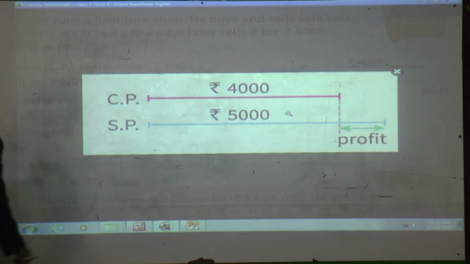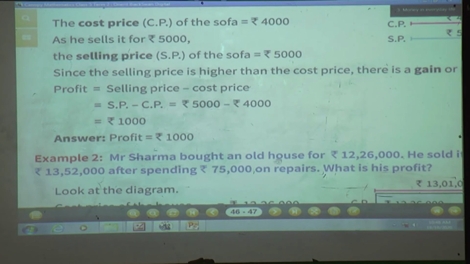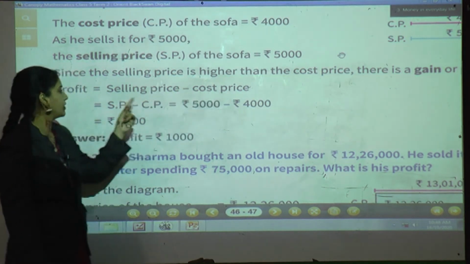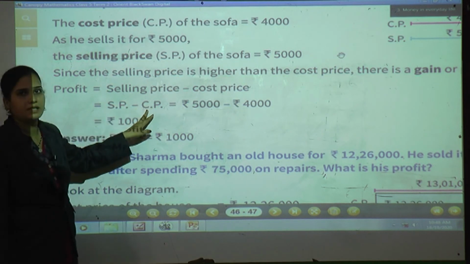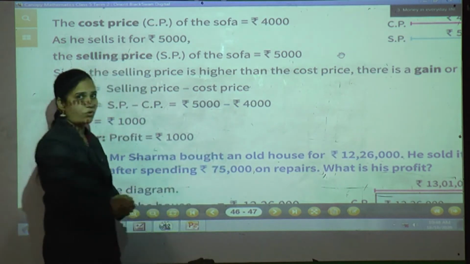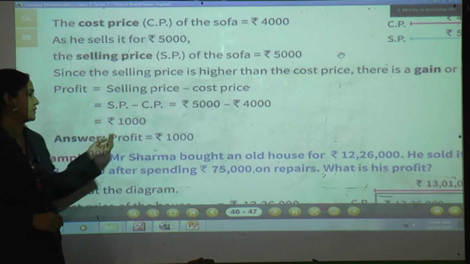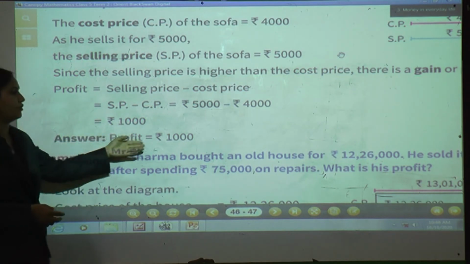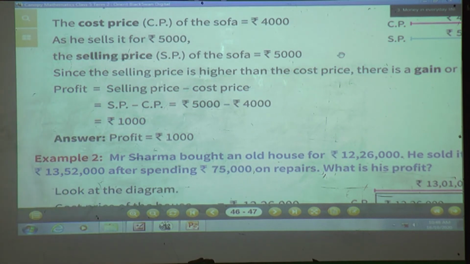Okay, now we'll see here. Profit is equal to selling price minus cost price. Selling price means SP, and cost price means CP. SP minus CP, that means 5,000 minus 4,000. Here we'll get 1,000 rupees. Very good. So the answer is profit is equal to 1,000 rupees. Okay, now we'll see our next example.